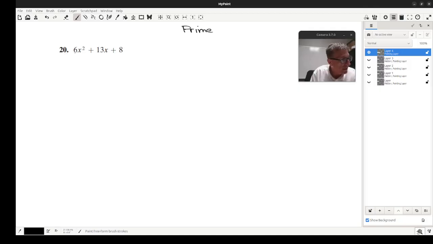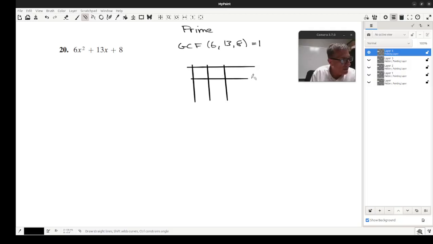So again, let's check the GCF of 6, 13, and 8. The GCF of 6, 13, and 8 is just equal to 1. So I don't have any choice but just to make the attempt to factor this. And I've already kind of warned you, this is going to be prime, but we're going to see it's going to be prime because we're going to be able to check all of the possibilities. And when none of them work, we know it's prime.